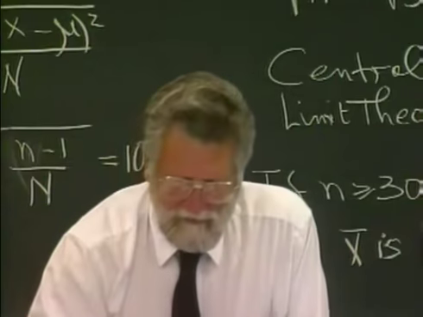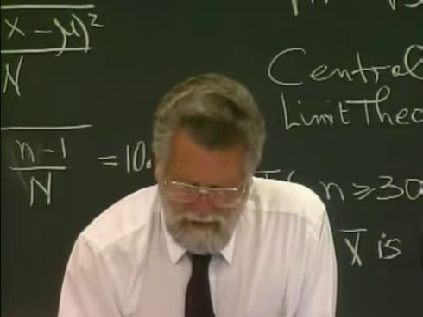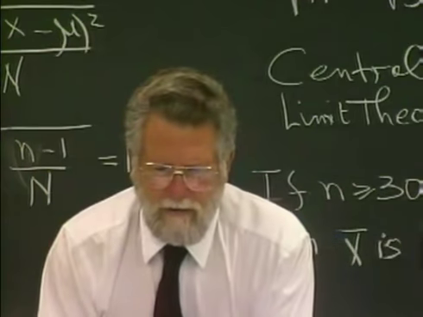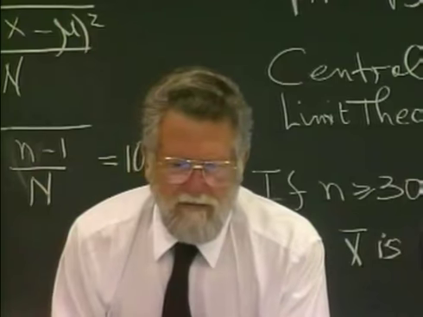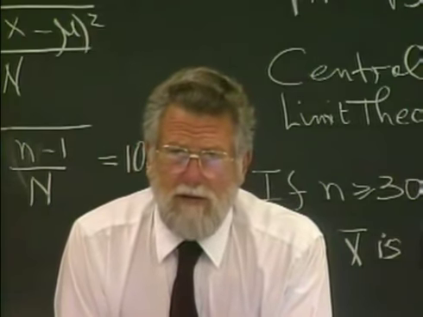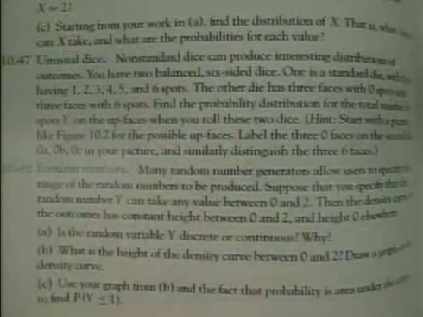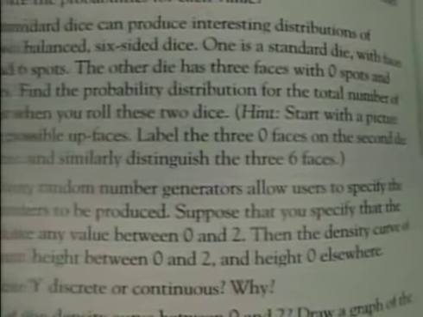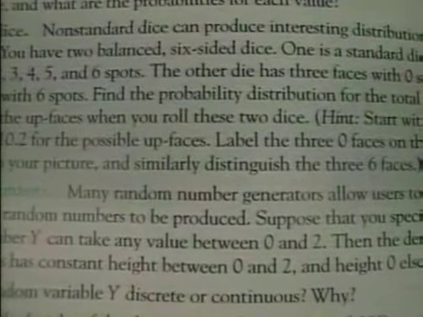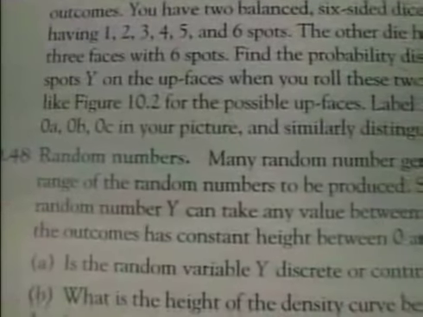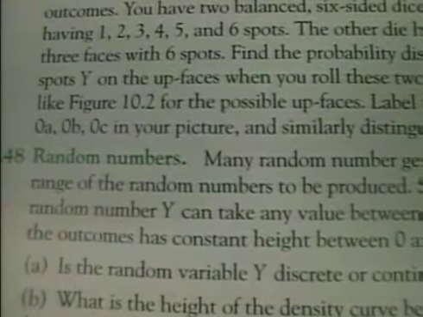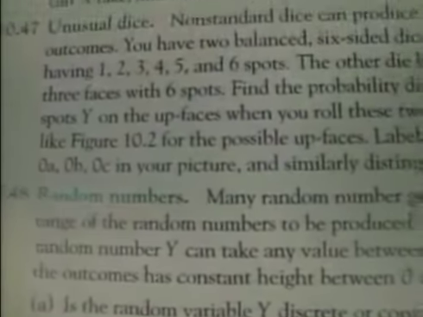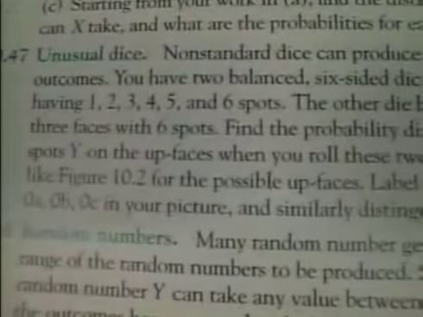Unusual dice. Okay, there are various kinds of unusual dice. We had tetrahedral dice, right? And we could have non-standard dice, as this is talking about, sometimes referred to as what? Loaded dice. Don't want to use them in a craps game, but anyway, many random number generators allow users to specify the range of the random numbers to be produced. Nope, I'm supposed to be in 47 up here, unusual dice. None can produce interesting outcomes.